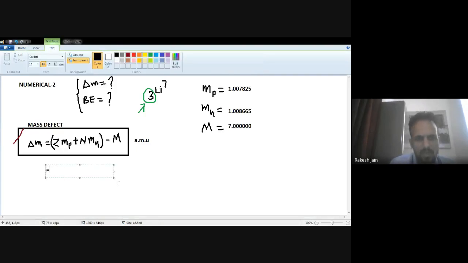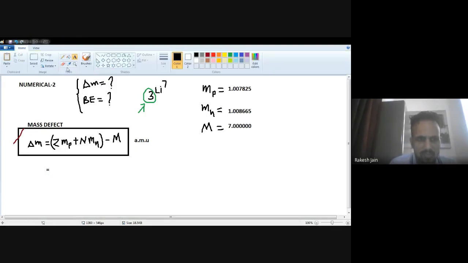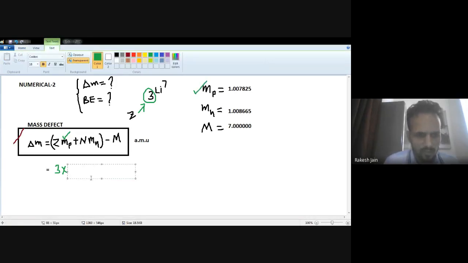So here, what is my Z? Z is definitely the atomic number. Hydrogen, lithium. So lithium is at 3. So Z is my 3. I have to multiply this 3 by the mass of the proton. So the mass of the proton, I directly write down, is given as 1.007825.